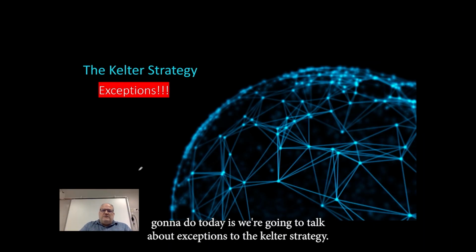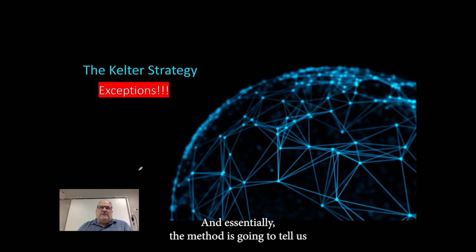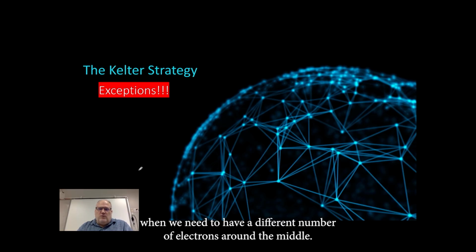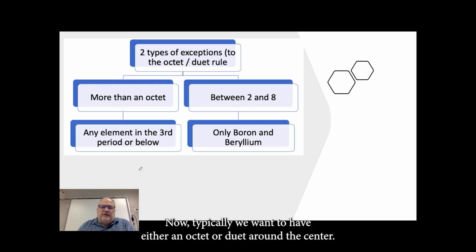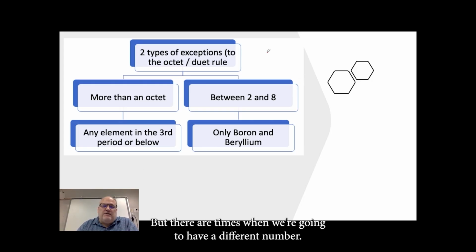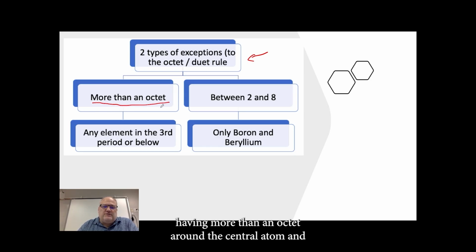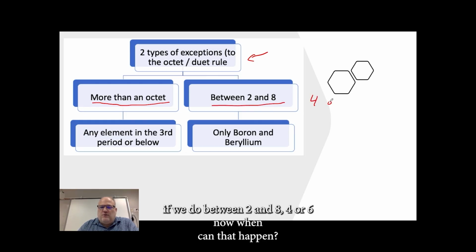All right, so what we're going to do today is talk about exceptions to the Kelter strategy, and essentially the method is going to tell us when we need to have a different number of electrons around the middle. Now, typically we want to have either an octet or a duet around the center, but there are times when we're going to have a different number. The two options are having more than an octet around the central atom, or having between 2 and 8, which really means 4 or 6.